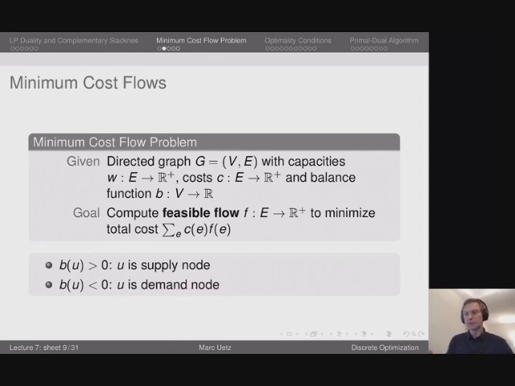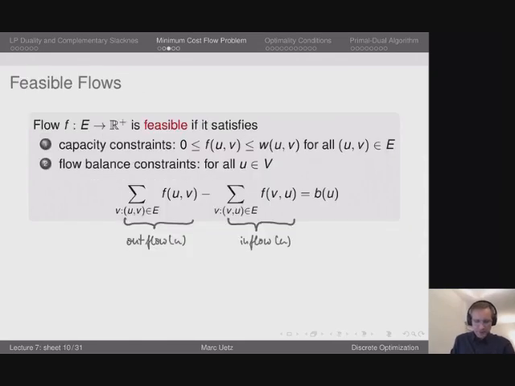And this really, if you think about applications, is exactly what you would think of. There is supply, there is demand in the network, and you have to find a balance between the two at minimum total cost. Now, I didn't yet say what a feasible flow is, but a feasible flow is what you would think it is. So a flow is feasible if it respects the capacity constraints. So the flow value is non-negative and it is at most the upper capacity of the edge, and it has to fulfill the flow balance constraints.